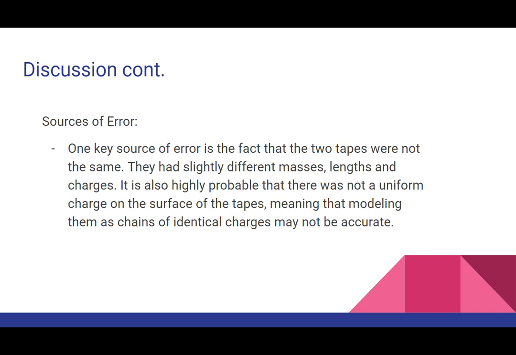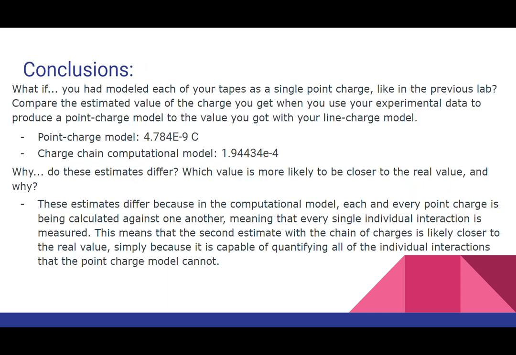Sources of error. One key source of error is the fact that the two tapes were not the same. They had slightly different masses, lengths, and charges. It is also highly probable that there was not a uniform charge on the surface of the tapes, meaning that modeling them as chains of identical charges may not be entirely accurate. What this essentially means is that the computational results may not directly 100% apply to real-life observed results.